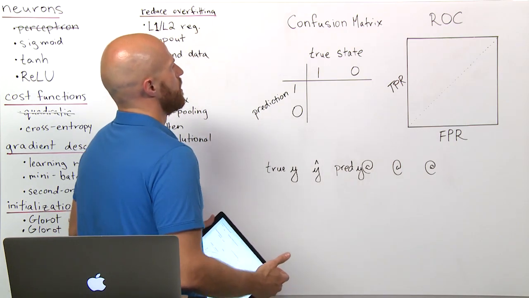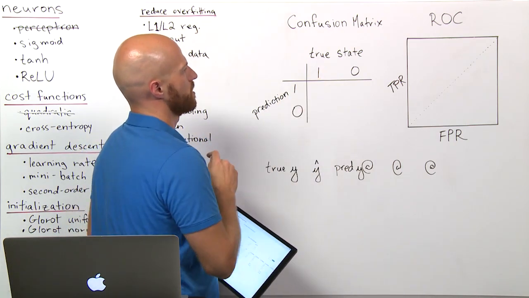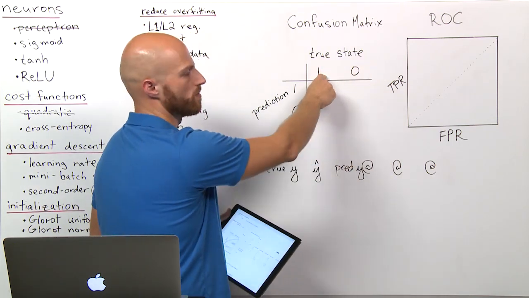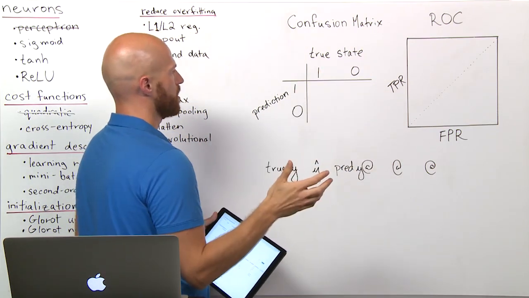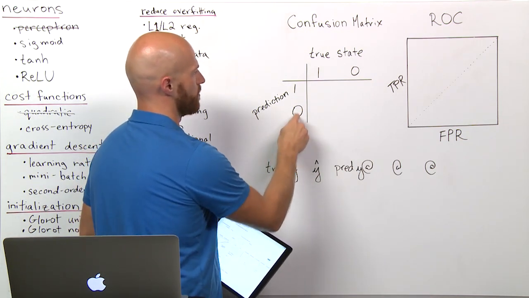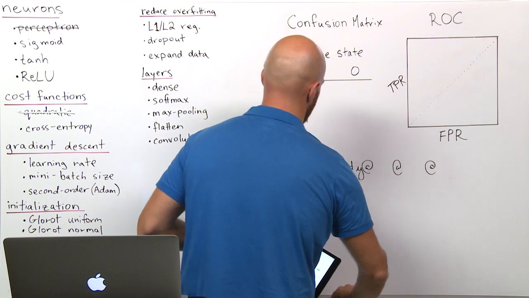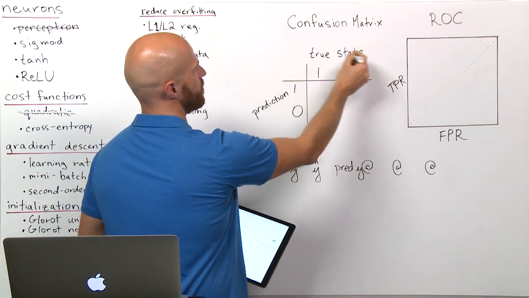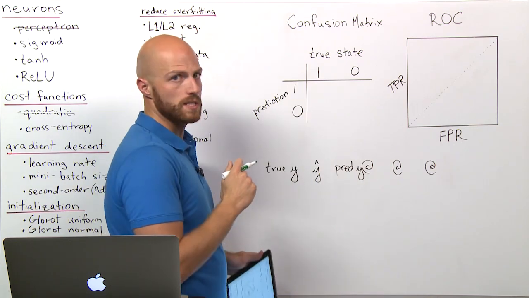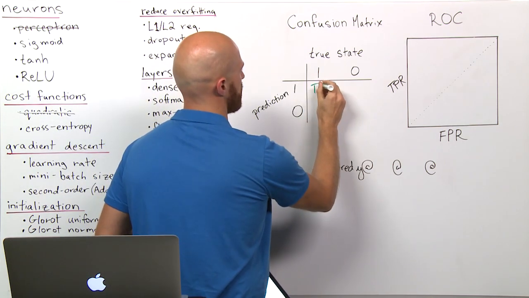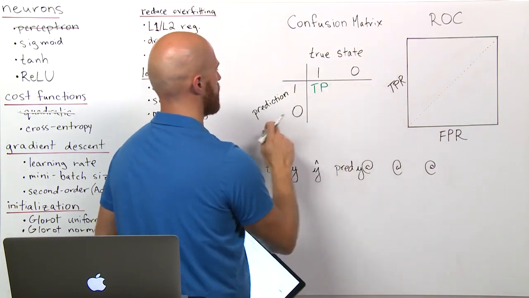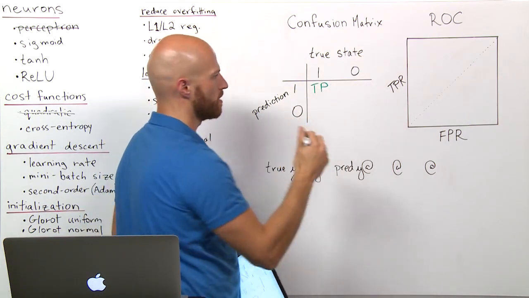Let's say the true state of the world has two possible outcomes: negative reviews and positive reviews, zeros and ones. Our model also makes predictions of negative reviews or positive reviews. If the true state of a review is positive and our model predicts it as positive, this is a true positive. If the true state of the world is negative and our model predicts it as negative, this is a true negative.